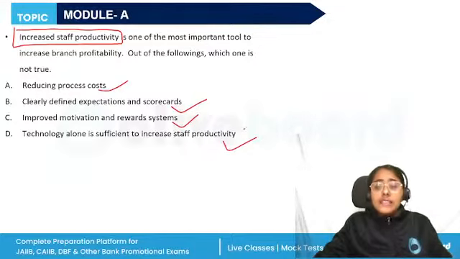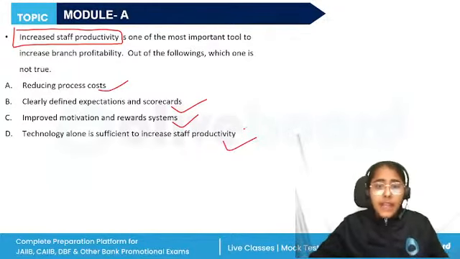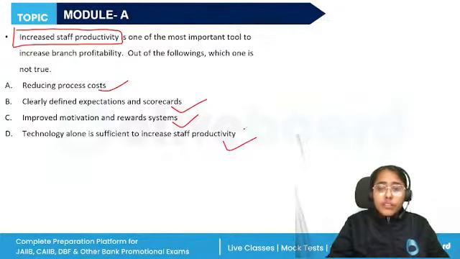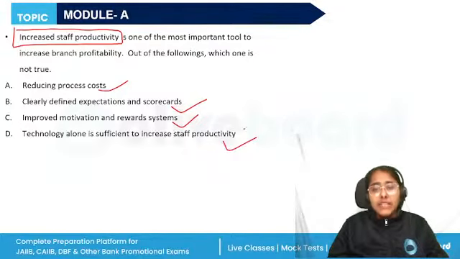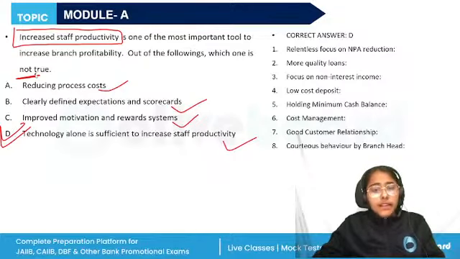Basically, we are talking about the ways in which the banks can improve their efficiencies, and one of the ways is staff productivity, because in addition to reducing the process cost, automation tools can also help improve staff productivity. It will enable the banks to handle more transactions and greater volumes with the same number of personnel. But productivity improvement is not dependent on technology alone. So the correct answer is option D, right? And the question asks us which of the following is not true, right?